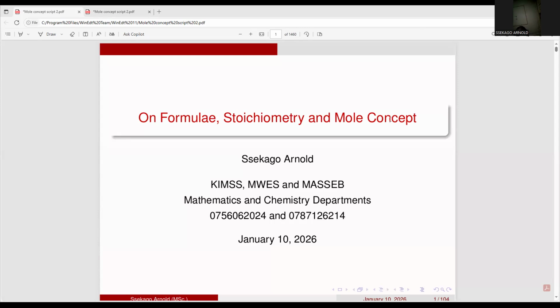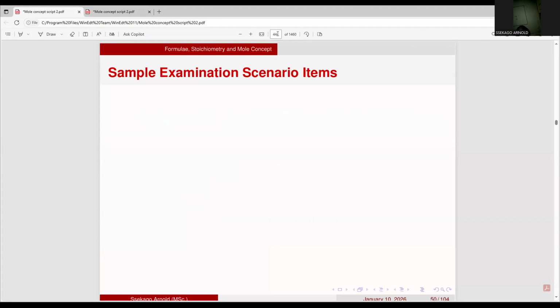We had covered the two items. Today I am starting with item 13. Hope you have your item 13 there. Mine is also here. Item 13, on empirical and molecular formula.